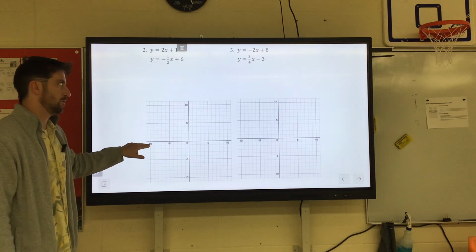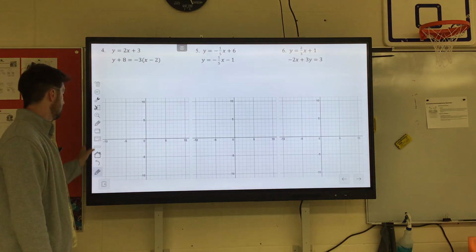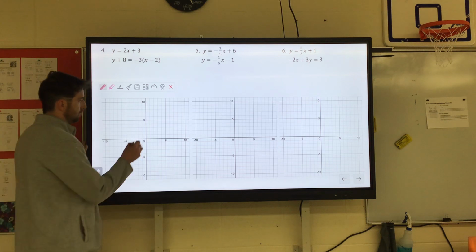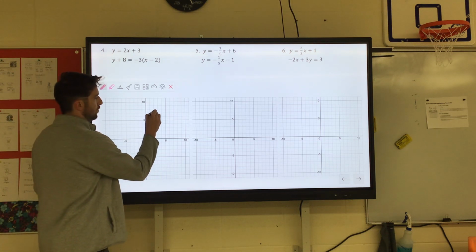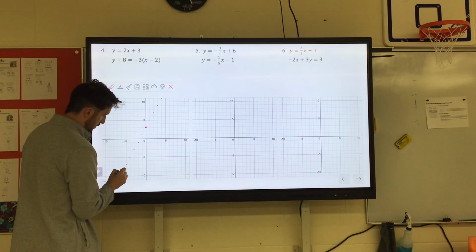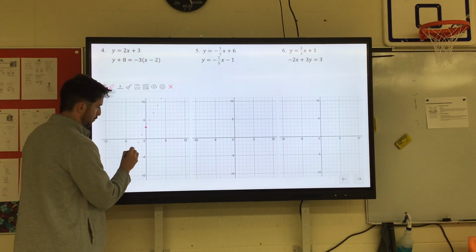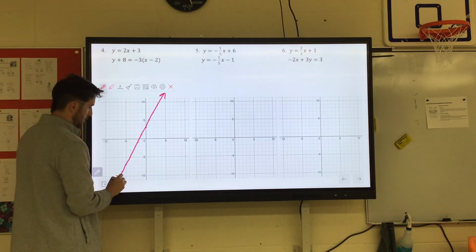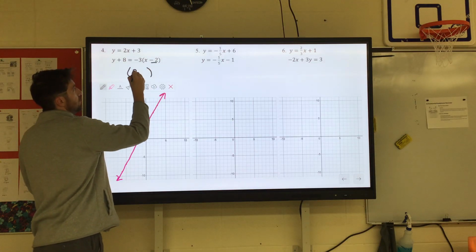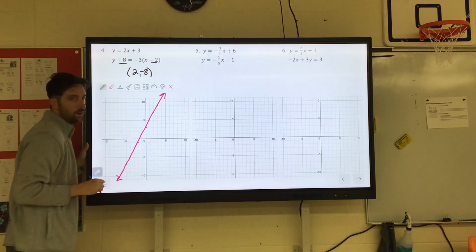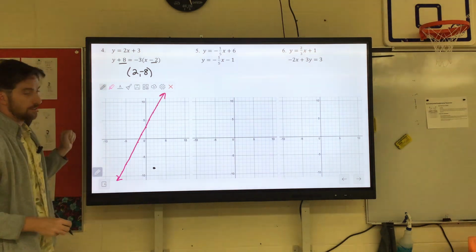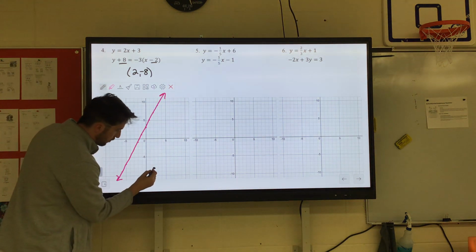Now, of course, there are some special scenarios that we do have to keep in mind. So we have one more normal one, and then we got some goofy ones. The first one, 2x plus 3. Start at 3. Slope's 2, so you go up 2 over 1. Could go down 2, left 1. Fun. The other one is point slope form. So getting the coordinate out of that, it says x minus 2, so our x is 2. It says y plus 8, so our y is negative 8. So 2, negative 8 would be down here. And then our slope is negative 3, or negative 3 over 1. So we go down 3, right 1.